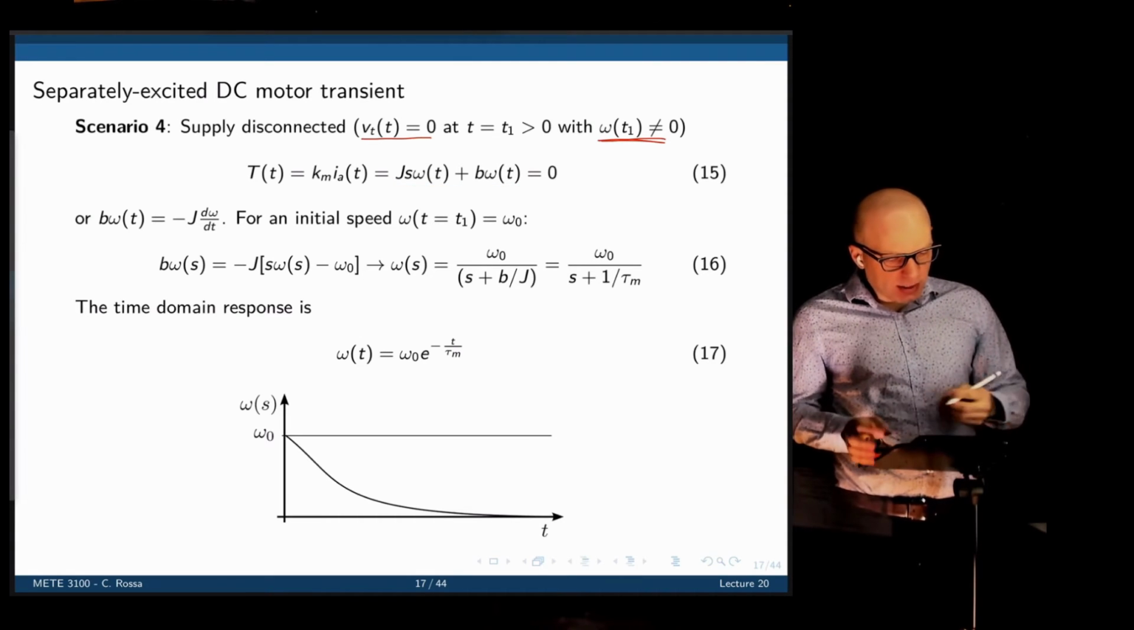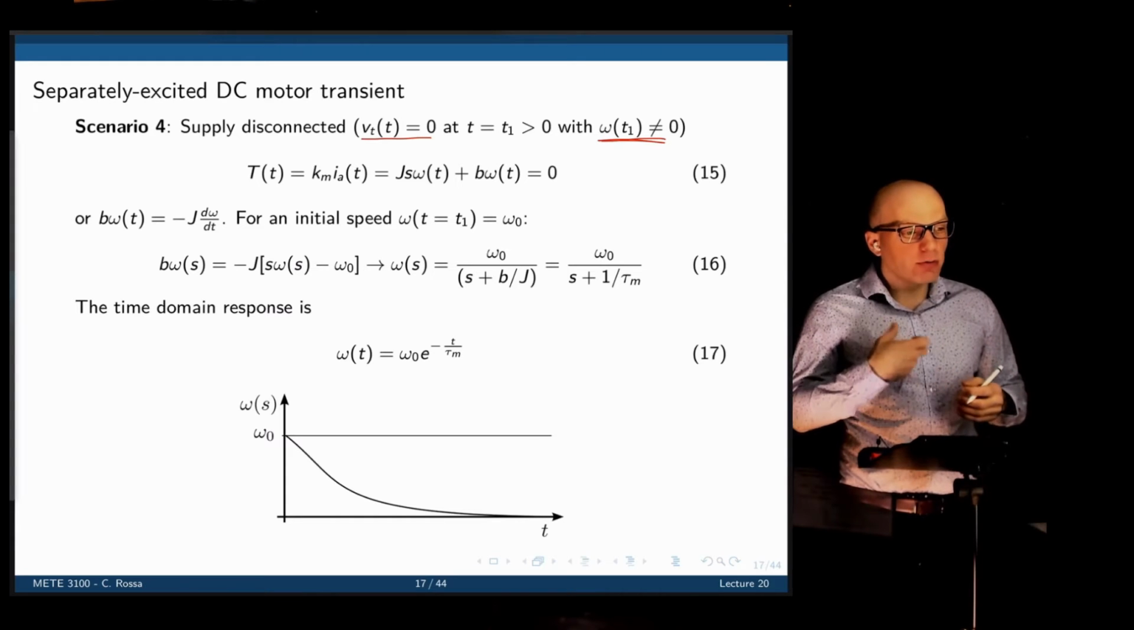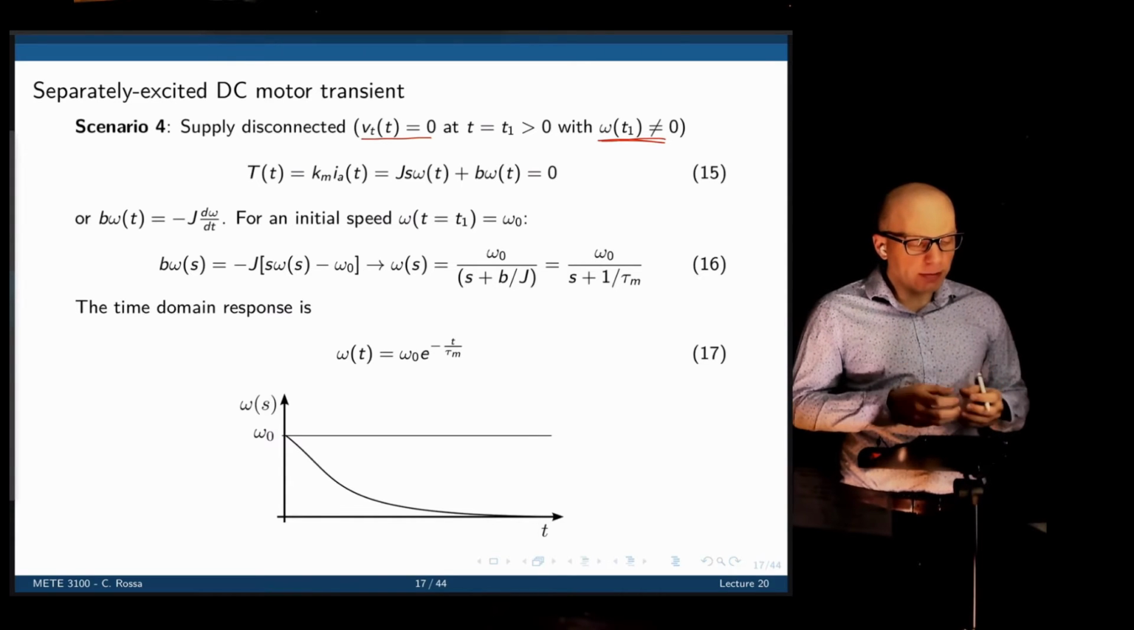So to solve for this, we can take the Laplace transform, but now when we take the Laplace transform, remember that the speed is not zero.